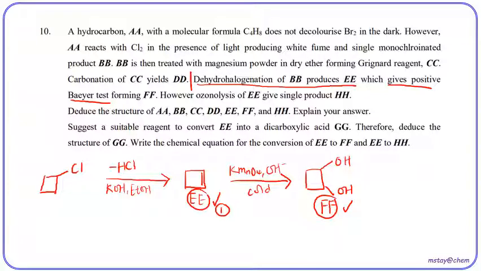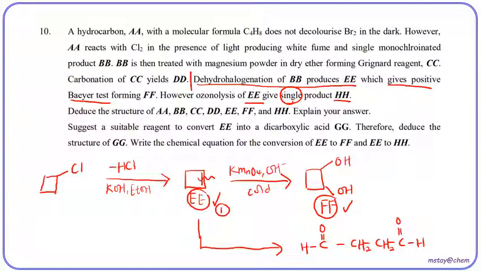And then here it is mentioned that ozonolysis of EE will give a single product HH. So let's continue over here. So break down the bond. So we will have 4 carbons. And then the first and the last carbon, the double bond will be bonded to the oxygen. So complete with the hydrogen, CH2, CH2 here, CH. So this is the structure of HH. So we have another one. Okay, so basically we already predicted the structure.